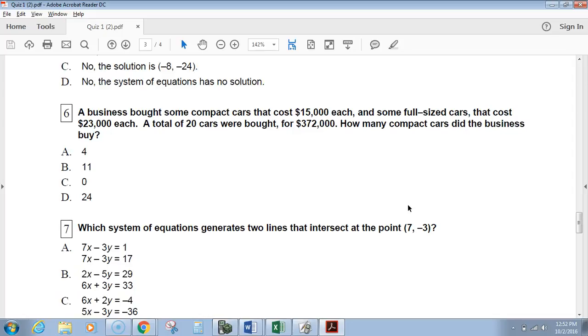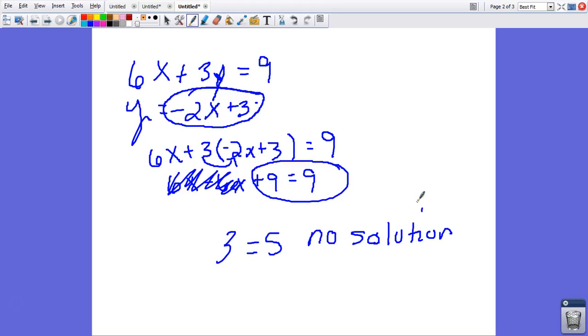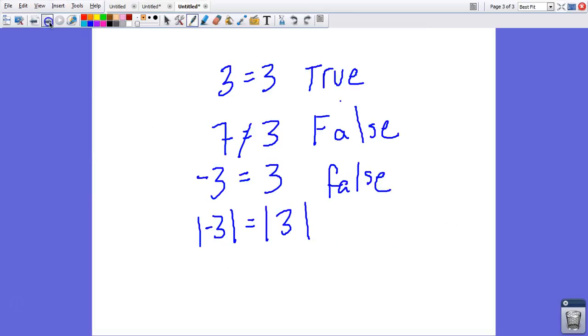Okay? A business bought some compact cars that cost $15,000 each and some full-size cars that cost $23,000 each. Total of 20 cars were bought for $372,000. How many compact cars did the business buy? So you guys, I think the hardest part for you is going to be creating these equations, but this one seems fairly straightforward. Let's see, let's get a new page over here.